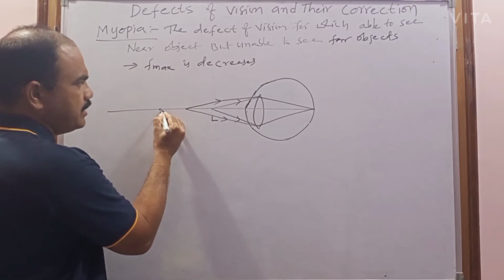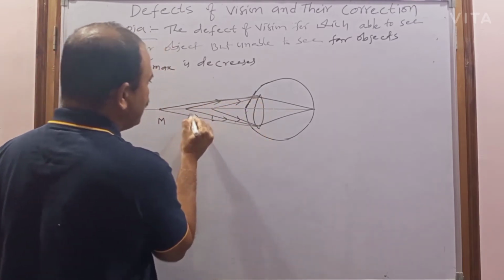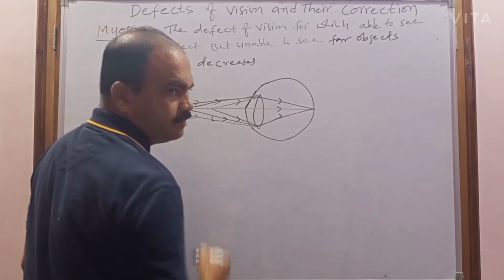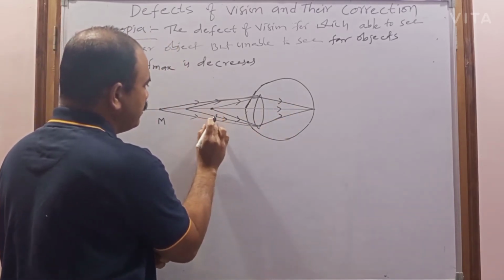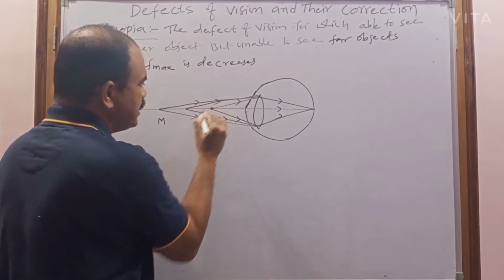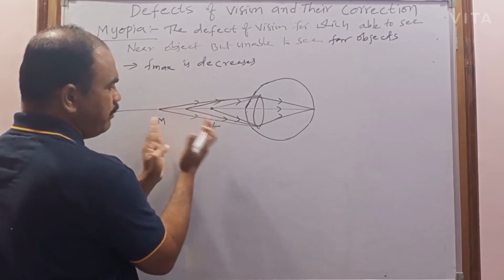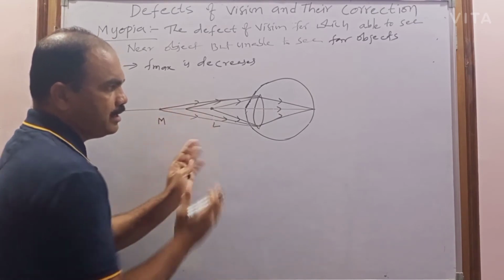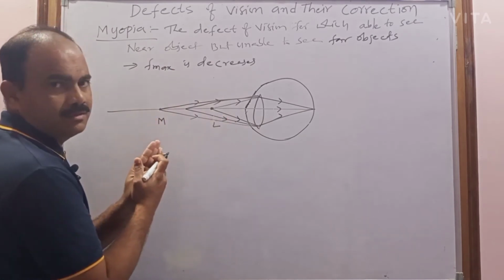If the object is at M, also the image can be formed on the retina. And the object at L, this is a point L. If the object is at L or if the object is at M or if the object is between L and M, so that person can see. And nothing but these are called the near objects.